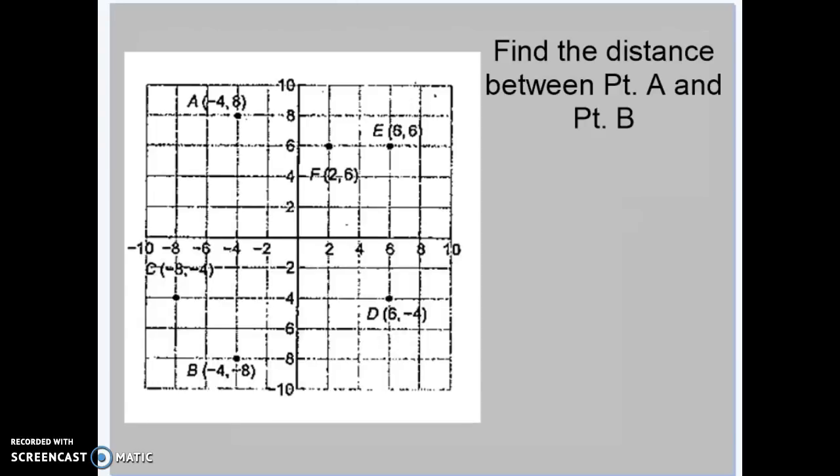So the first thing we're going to do is look at the distance between two different points. The first one I want to look at is find the distance between point A and point B. You'll notice that point A is here and point B is here. We're going to figure out how far these two points are from each other. Now, you may count, that's completely fine, but make sure you pay attention to the fact that the scale is counting by 2s. So you might say 2, 4, 6, 8, 10, 12, 14, 16. So the distance between those two is 16 units.